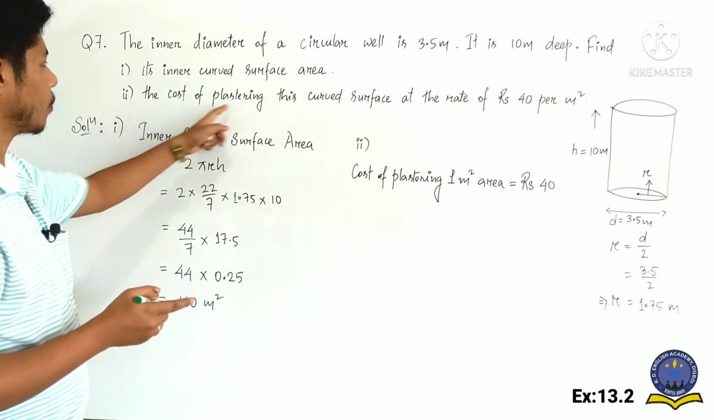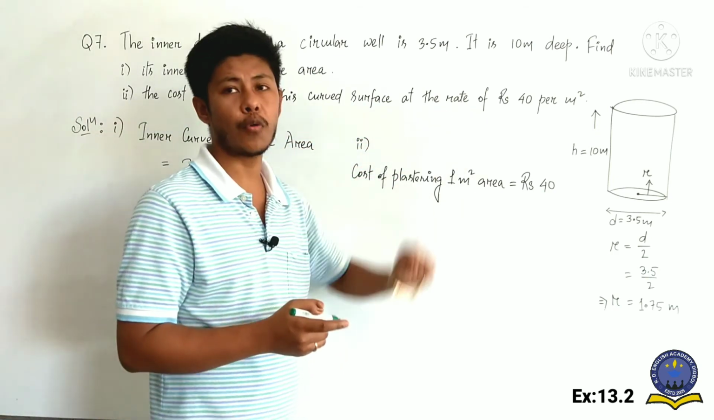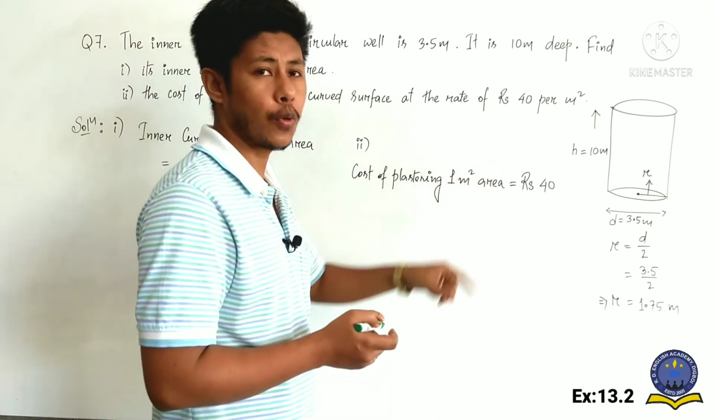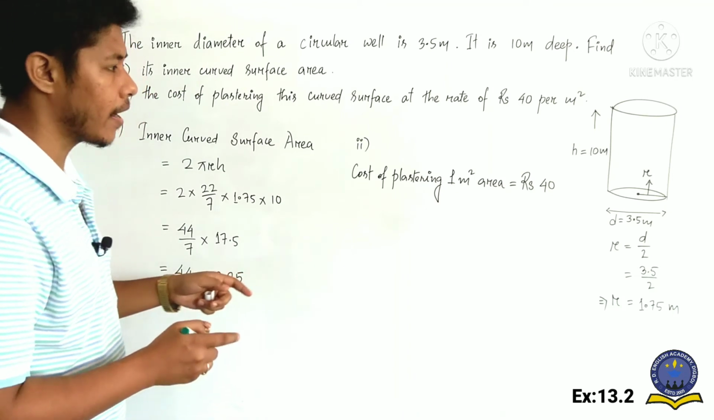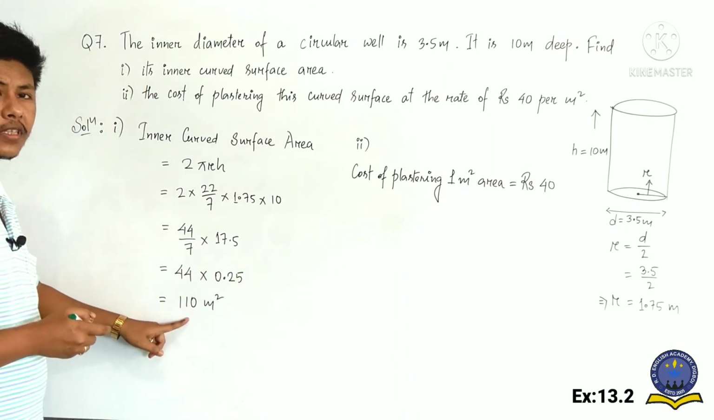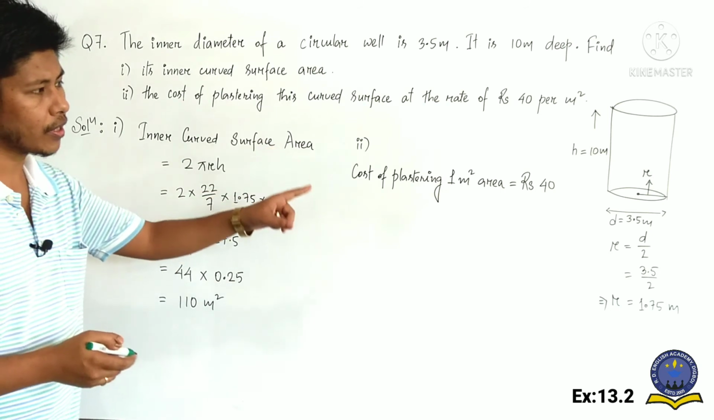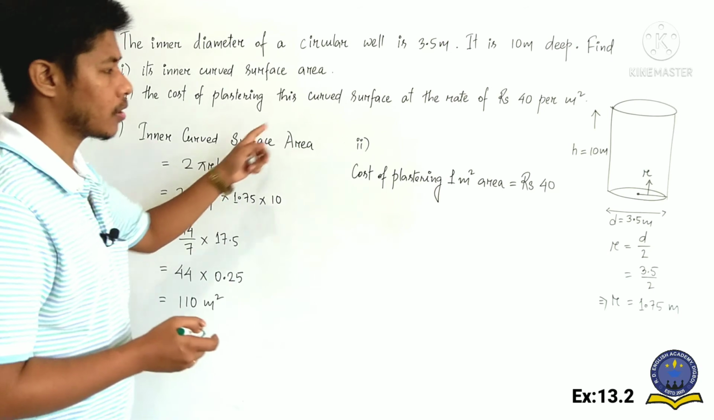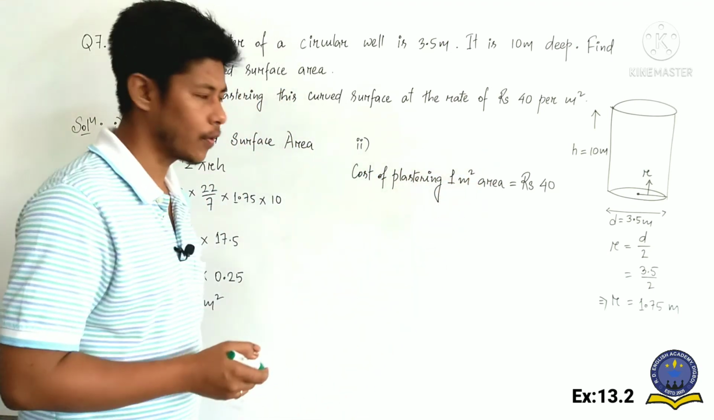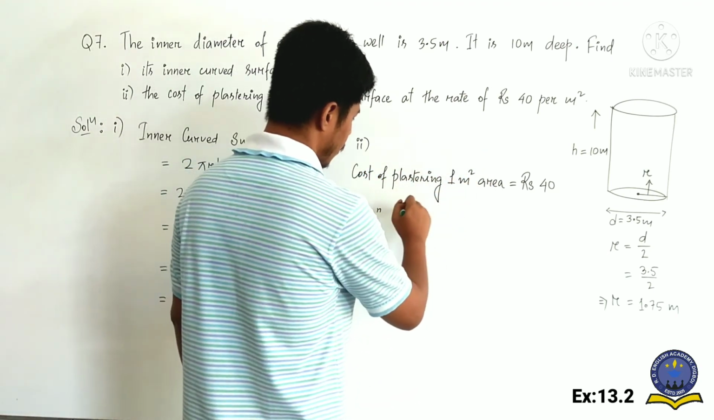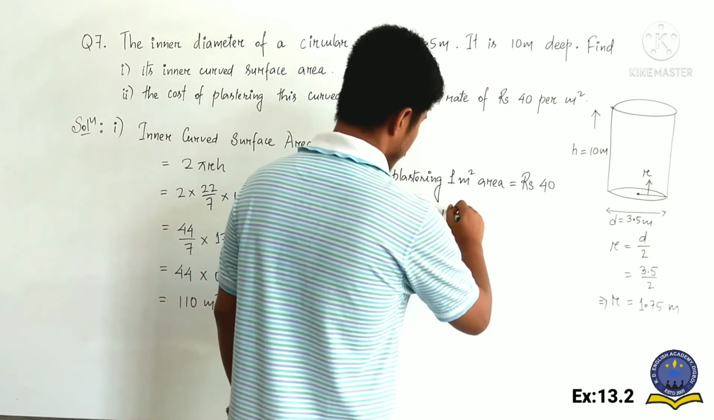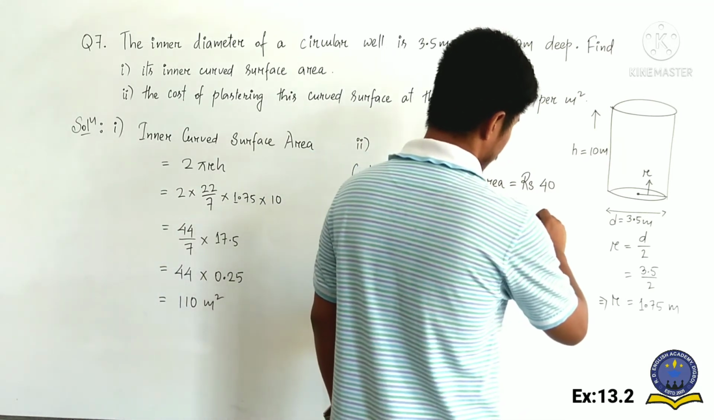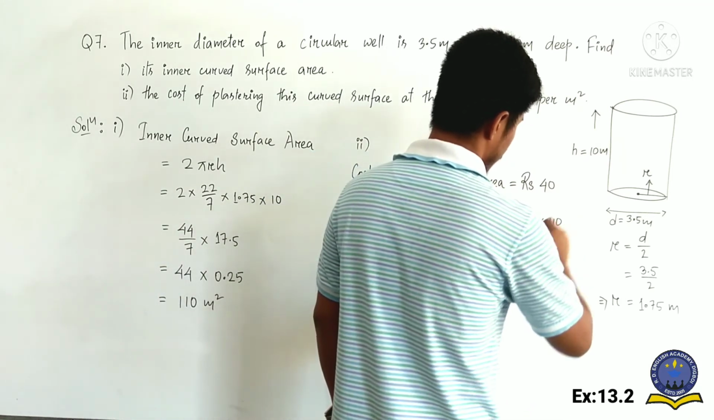This is given: the cost of plastering this curved surface area is at a rate of rupees 40 per meter square. That means 1 meter square equals rupees 40. The total surface area is 110 meter square. If 1 meter square equals rupees 40, then 110 meter square equals how much? We have to multiply by 40. So secondly we write cost of plastering 110 meter square area equals 40 into 110.